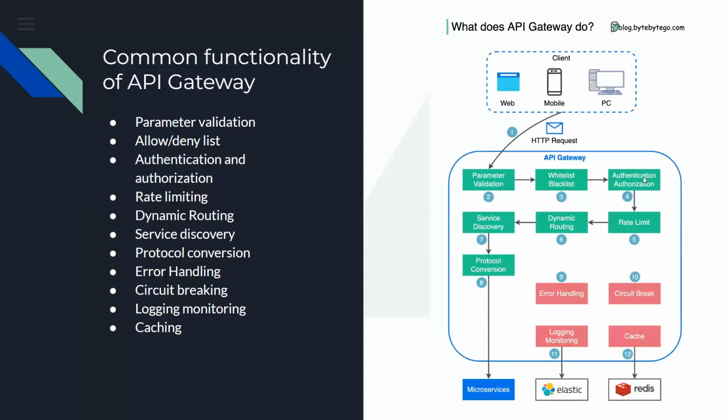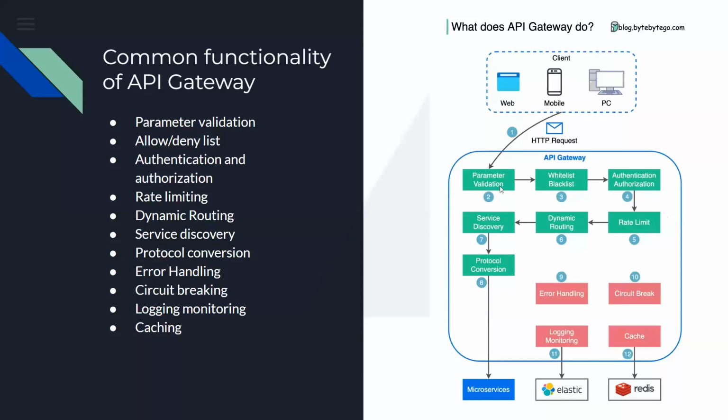It authorizes that the user is authorized to go through, and then authenticates that the request is authentic and not coming from malware. Then rate limiting. Has this request been coming in over time? Has this request come in before? What's the time of the point of entry? How much time did it take to come here? So it validates the rate limiting, dynamic routing, the service discovery, and then protocol conversions.